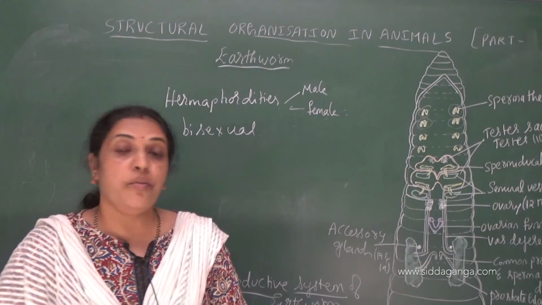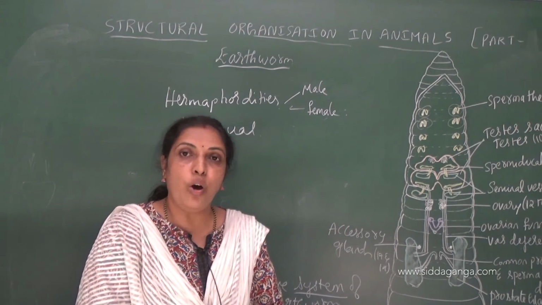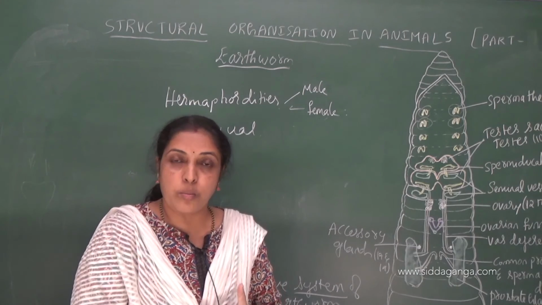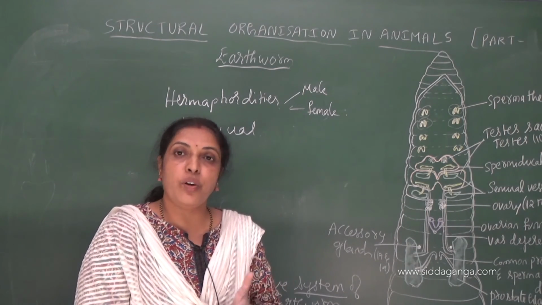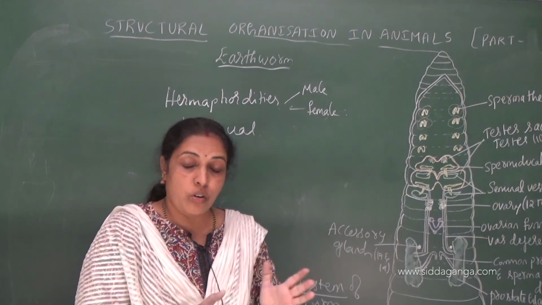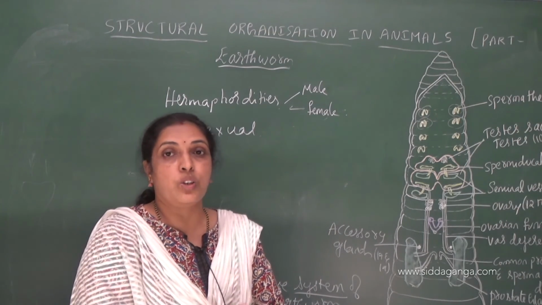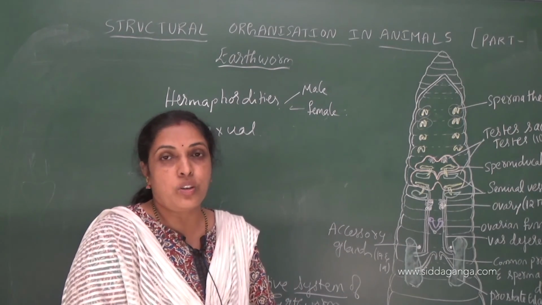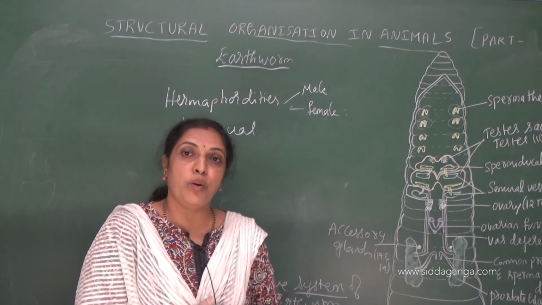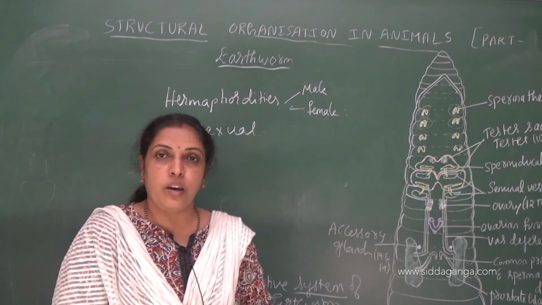Understood? And only the diagram they will ask for 5 marks in your PU board. The digestive system of cockroach will come as a 5 marks question, and the reproductive system of cockroach, earthworm too. The digestive system and reproductive system of cockroach and earthworm will all come in your PU board exam as 5 marks questions. Practice well. Okay. Thank you.